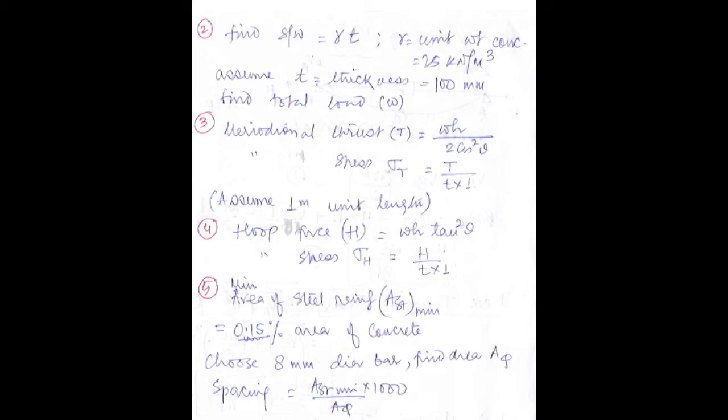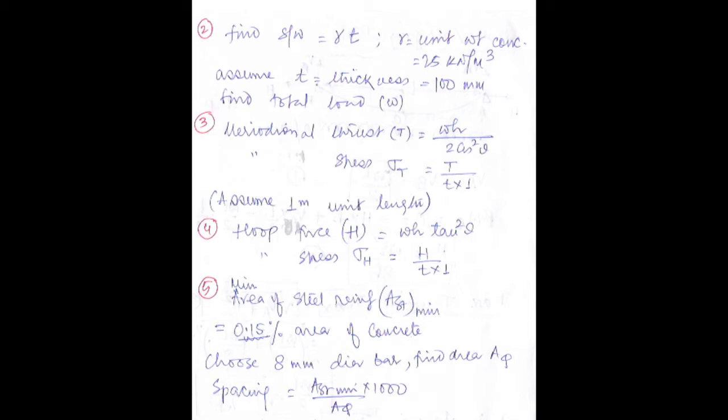Step number 3 is the meridional thrust, capital T. So meridional thrust is given as WH divided by 2 cos square theta. So what is theta? I have already explained it to you. So you know the value of cos theta. Find out the value of cos theta, and then you can find out the value of T, capital T, meridional thrust. And meridional stress, sigma capital T, is denoted as capital T divided by small t into 1. Here 1 comes because we are assuming 1 meter unit length.